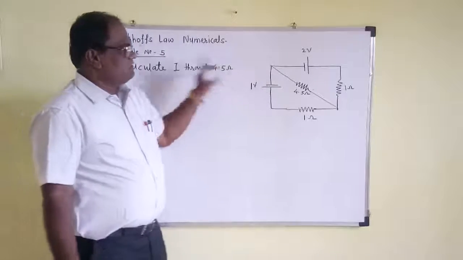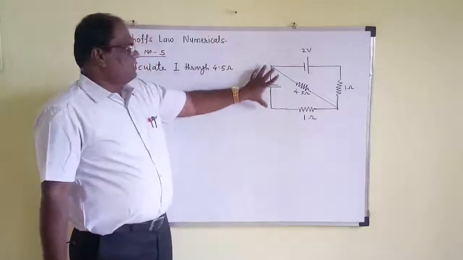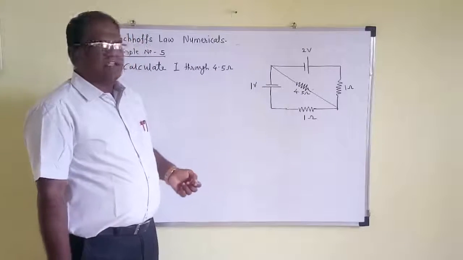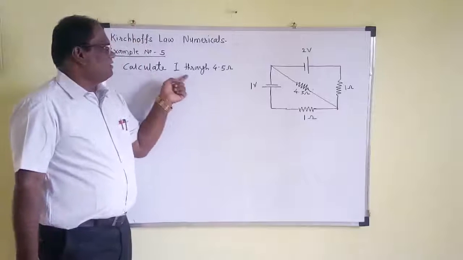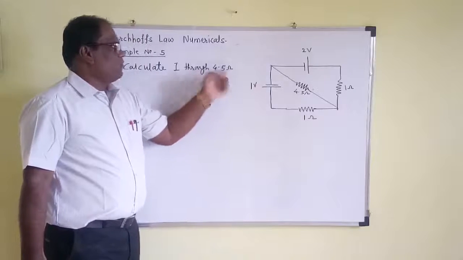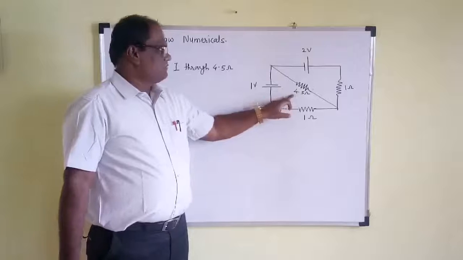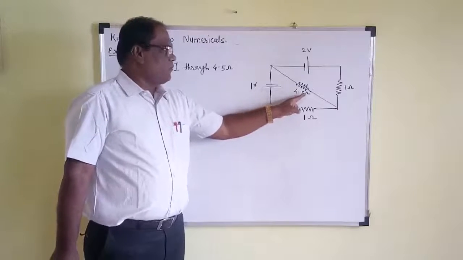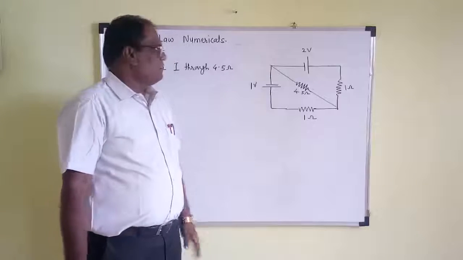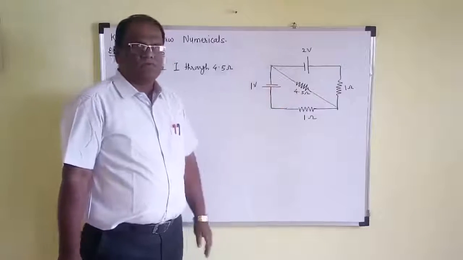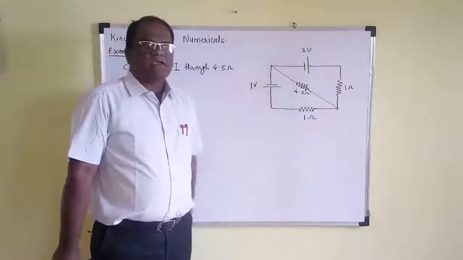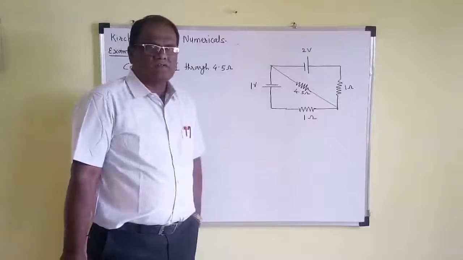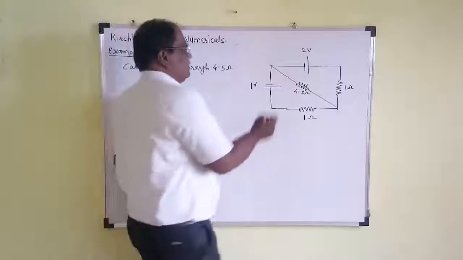See, this is another example. The given circuit diagram is as shown in figure, and the question is like this: calculate the current through 4.5 ohm. Thus, we have to calculate total current flowing through this 4.5 ohm resistance. This is the diagram given to you. Now, in order to apply Kirchhoff's voltage law, we have to consider the loops.